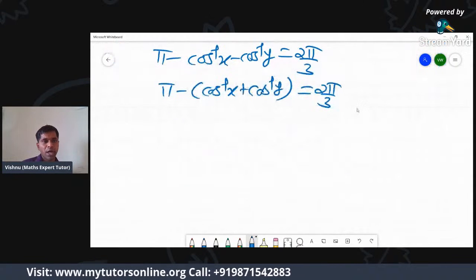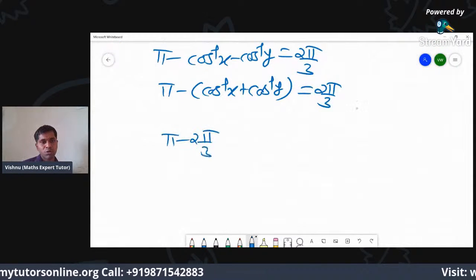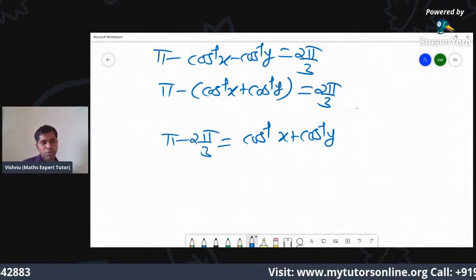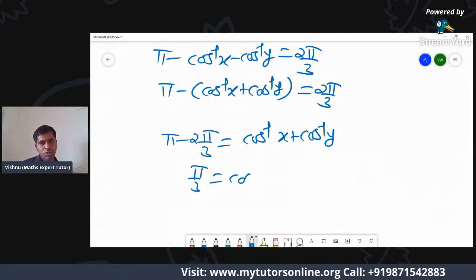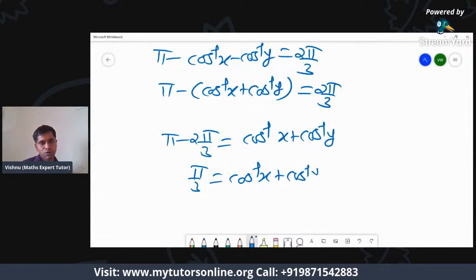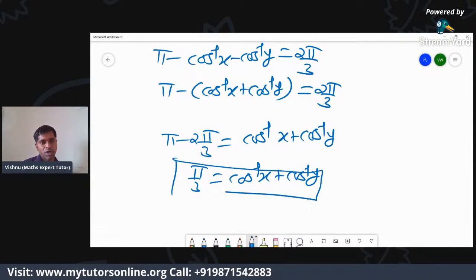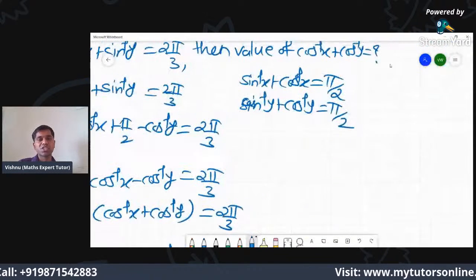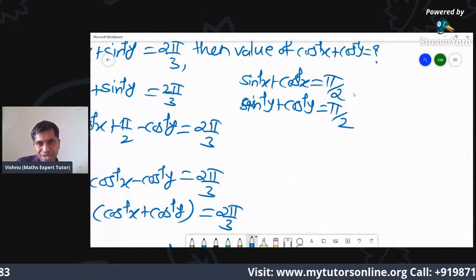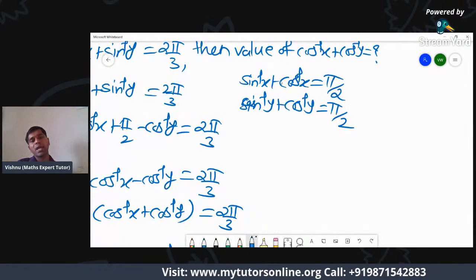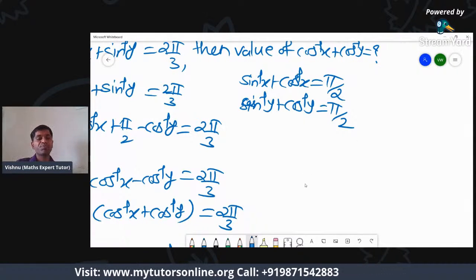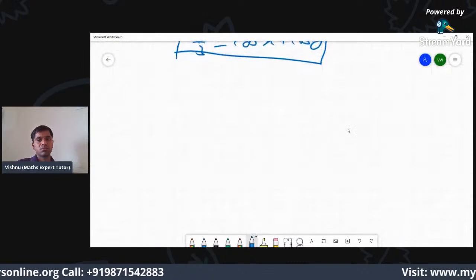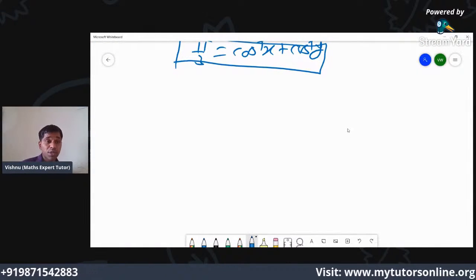This will become pi minus 2 pi by 3. It will become cos inverse x plus cos inverse y. This is pi by 3 equal to cos inverse x plus cos inverse y. We simply use this formula, sine inverse x plus cos inverse x equal to pi by 2. Obviously, the angle is changed, just the formula will remain the same. Yeah, let's go for the second example.